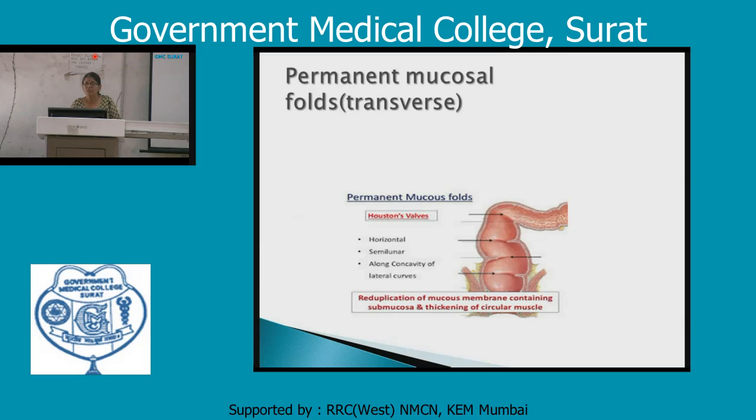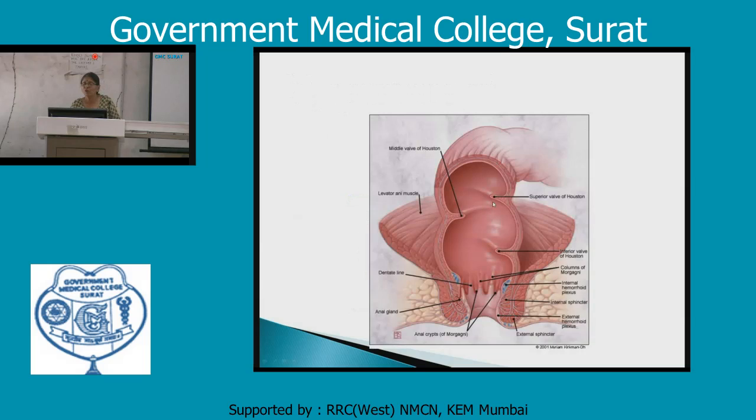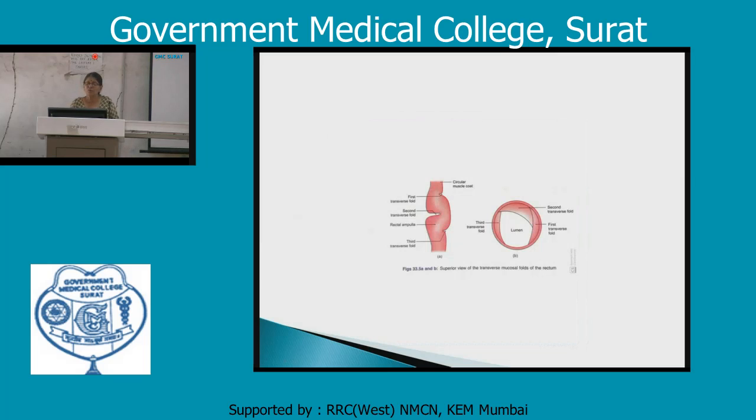Again, one more view, you can see the superior valve of Houston. These permanent mucosal folds are called valves of Houston. So this is the superior valve of Houston, middle valve of Houston, inferior valve of Houston. And this is the rectum, and here the rectum will continue with the anal canal. These are column-like structures. This is the anal canal. We'll talk about that later on. So these are the mucosal folds. You can see the mucosal folds by an endoscope. Otherwise, here the same permanent mucosal folds are there.